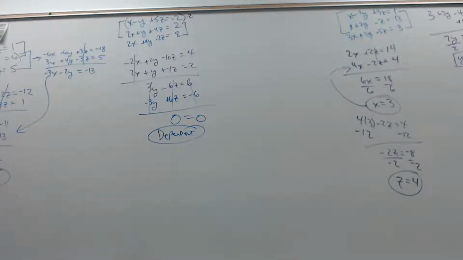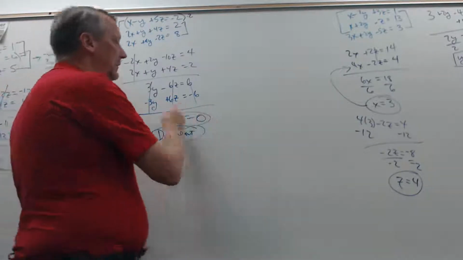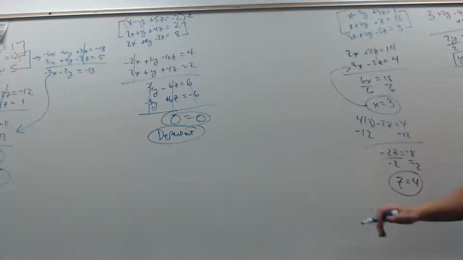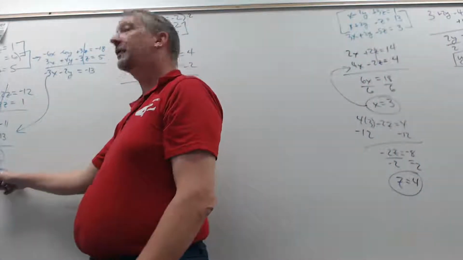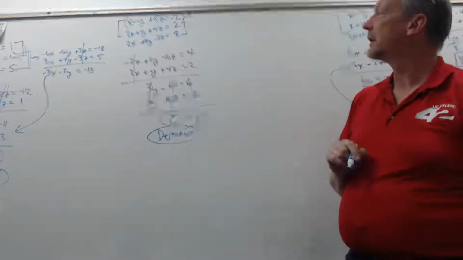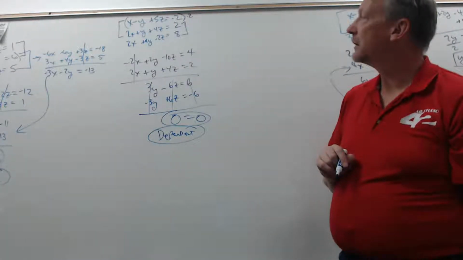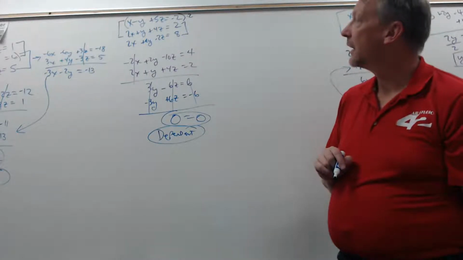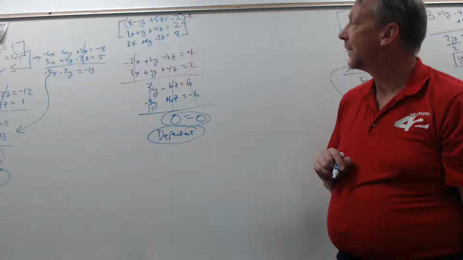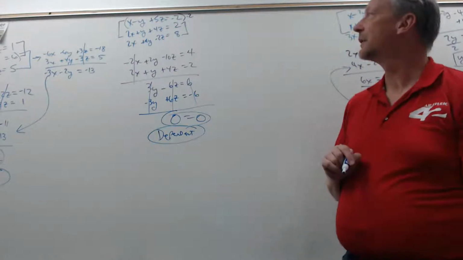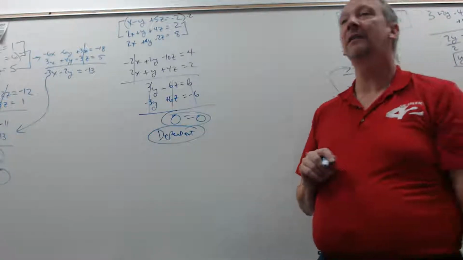Well, it's hard to say. The easiest way is, are you going to get a true statement or are you going to get a false statement? If it's a false statement, it's no solution. If it's a true statement, it's dependent. So basically, these are parallel. All three? I don't know. It's hard to graph in 3 dimensions, and it's hard to think that way too. But essentially, yeah, we've got some parallel lines.